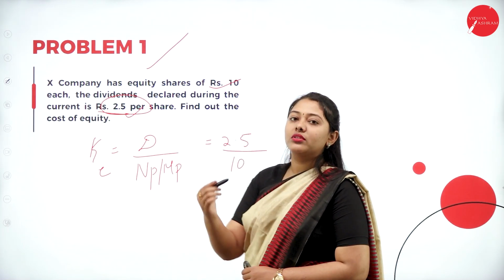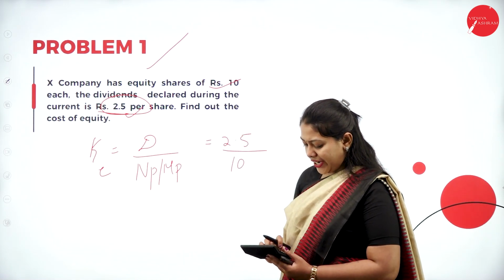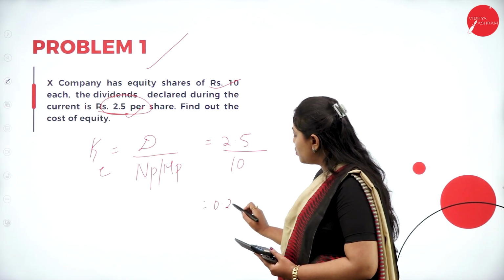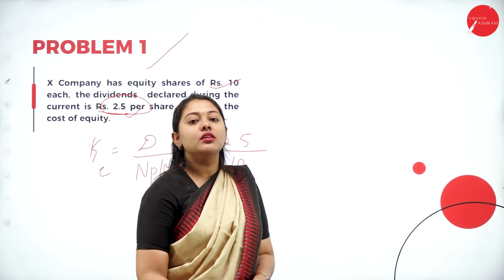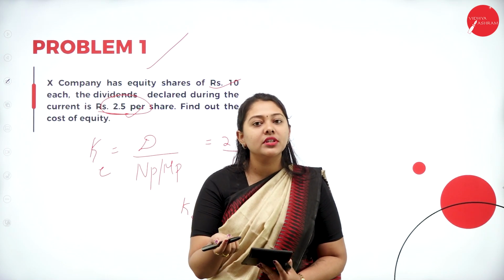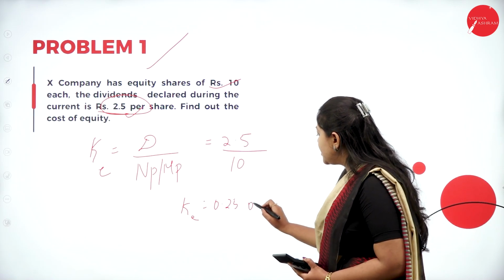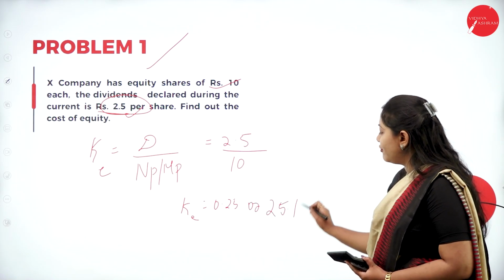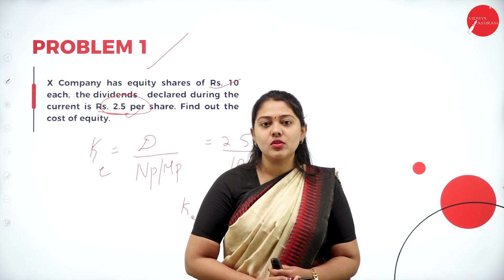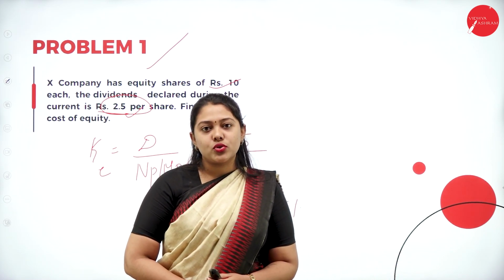If you substitute the values into the formula, the answer will be 2.5 divided by 10, which is 0.25. When you want to convert that into a percentage, multiply by 100 and you get 25%. So 25% is the cost of equity when the growth rate is not given. This is the formula we apply to compute the cost of equity.